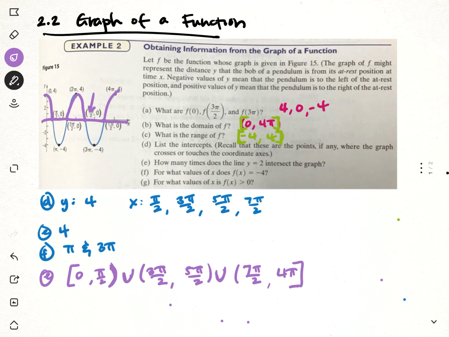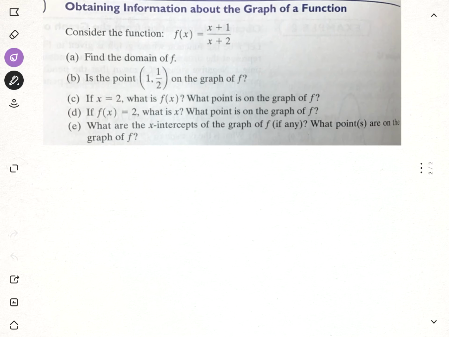If they're touching the axis, then these should all give us parentheses because they're not actually including those points. All right, let's look at the next one. So it's saying we're going to consider this graph, f of x equals x plus 1 divided by x plus 2.